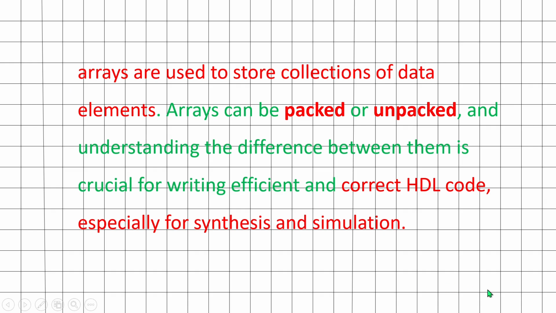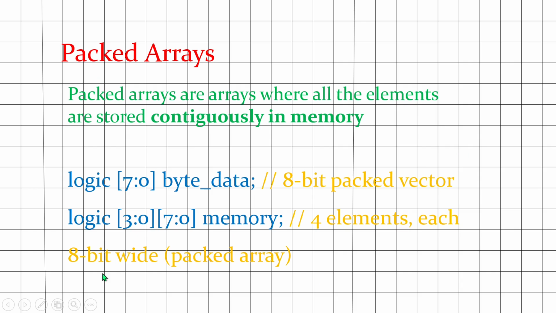As all of you know, in different languages there are arrays, and all arrays have the same job: to store a collection of data elements. Elements can be integer, bit, or any other data type. Arrays can be packed and unpacked. This happens only in hardware languages, and understanding the difference between them is crucial for writing efficient and correct HDL code, especially for synthesis and simulation. You will know this by the completion of this video, so watch the full video.